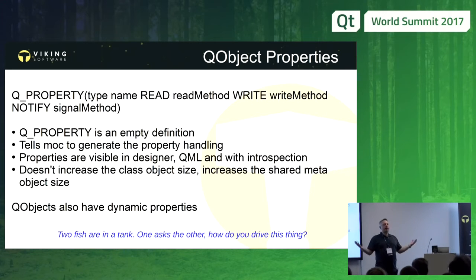Okay, so now QProperty is again an empty definition. It doesn't mean anything, it doesn't do anything, it's just a marker for moc. That's the only thing it does. So it gives some information in the moc list of objects, and I'll show you exactly what that means later.